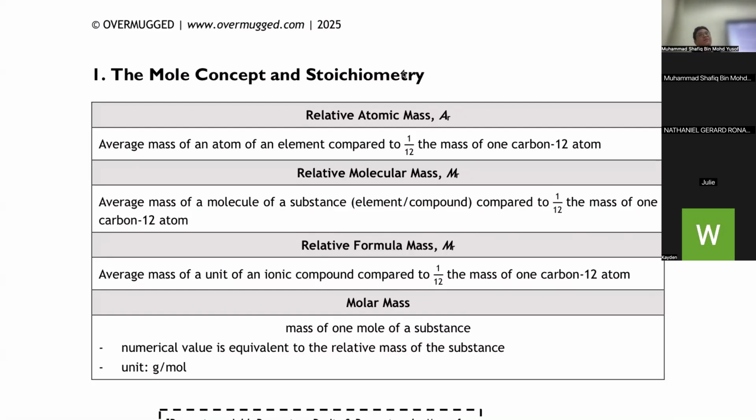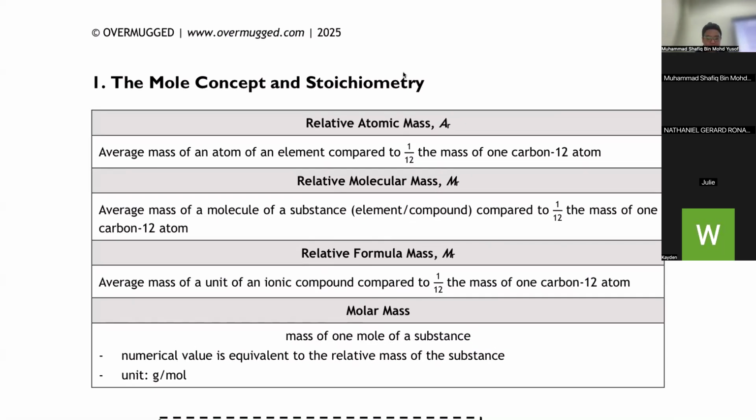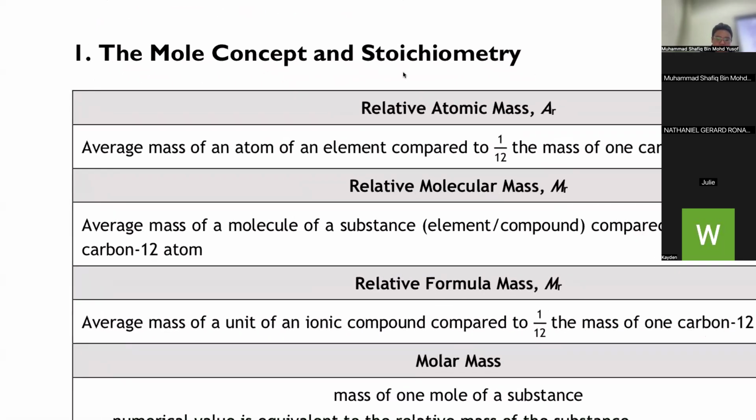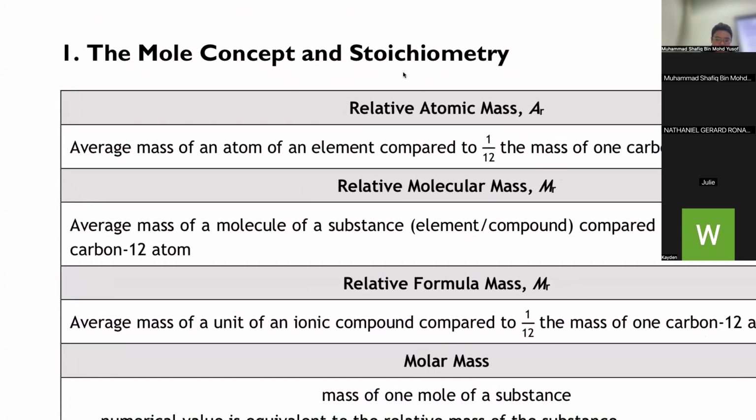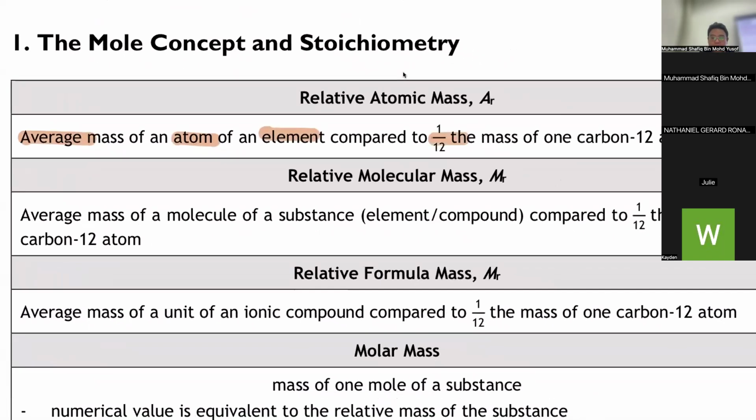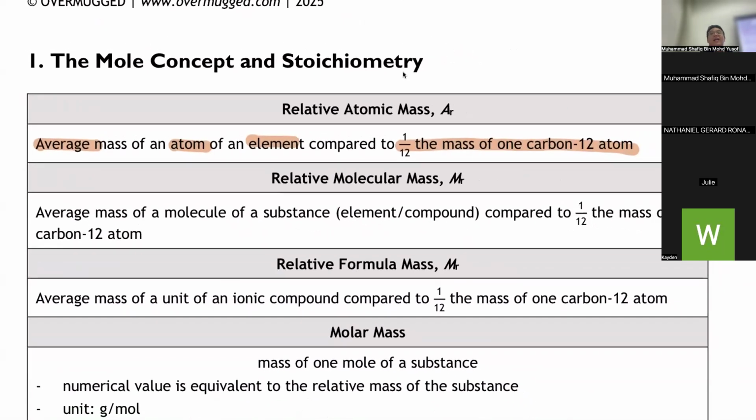Okay, but anyway, let me revise with all of you what is AR and MR. Now, AR by definition is what we call relative atomic mass. Everyone, please take note. Relative atomic mass is the average mass of an atom of an element compared to 1/12 of the mass of a carbon-12 atom. Please do not ask me why they decided to use the carbon-12 atom as the reference mass. It was decided by a community of scientists, but that is the reference. So we take the value and divide by the mass of carbon-12.